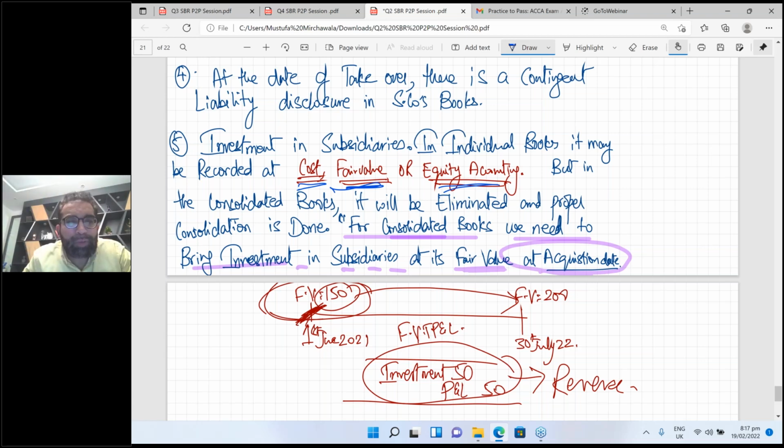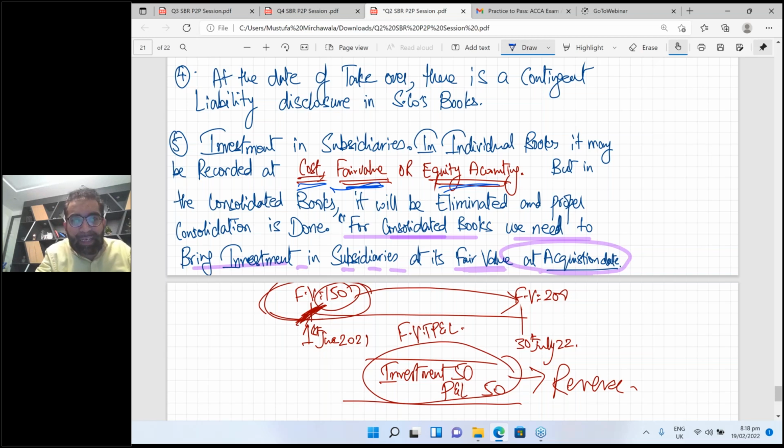I repeat, in the individual books of parent company, you can record investment in subsidiary at cost. Yes, it is allowed, or at fair value. This is also allowed, or you can do equity accounting. These three, you can opt for one of the policies, right? But in the consolidated books, we cancel out this investment, and we do complete consolidation accounting, adding together, okay?